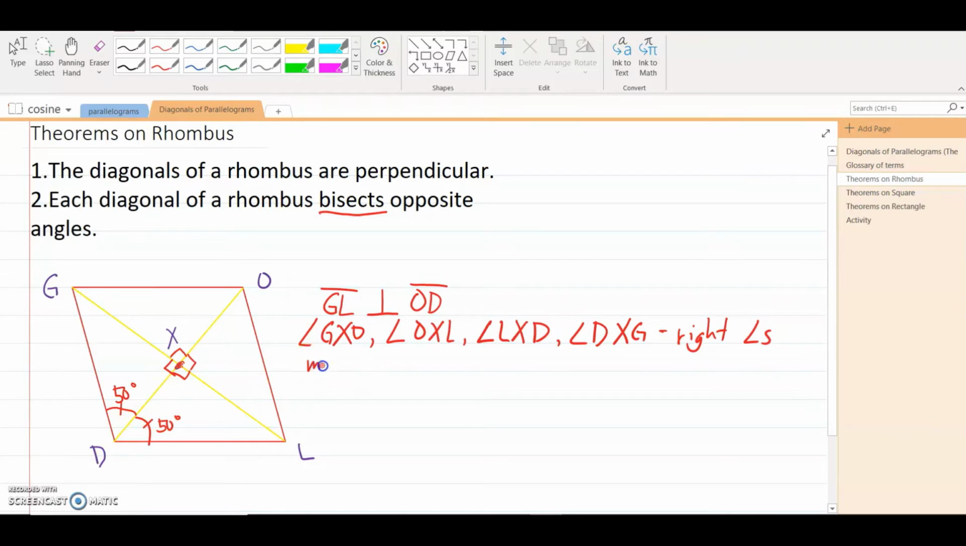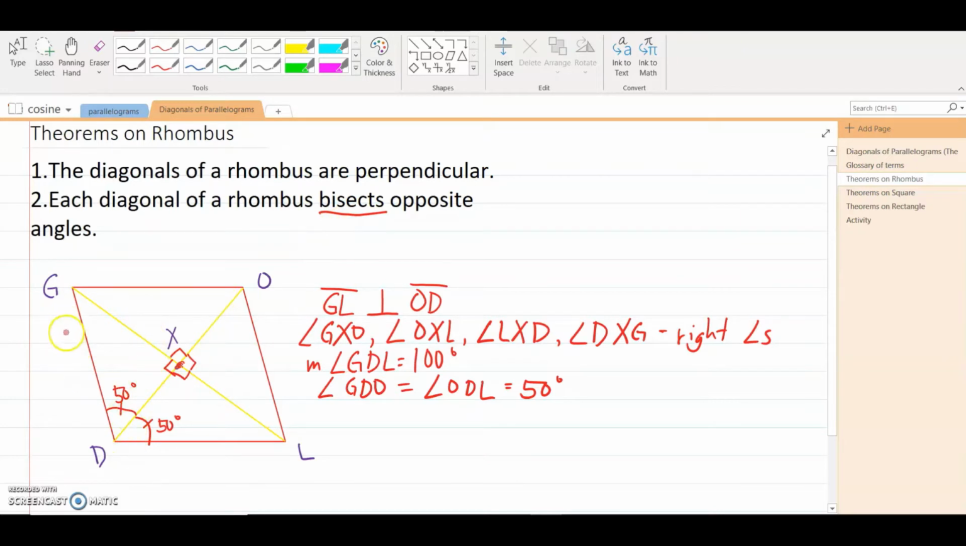So, we can say that the measure of angle GDL is, just add this one, 50 plus 50 is 100. Since this diagonal bisects, angle GDO is equal to angle ODL, which is 50 degrees. Okay? So that is what we mean by number 2, each diagonal of a rhombus bisects opposite angles.